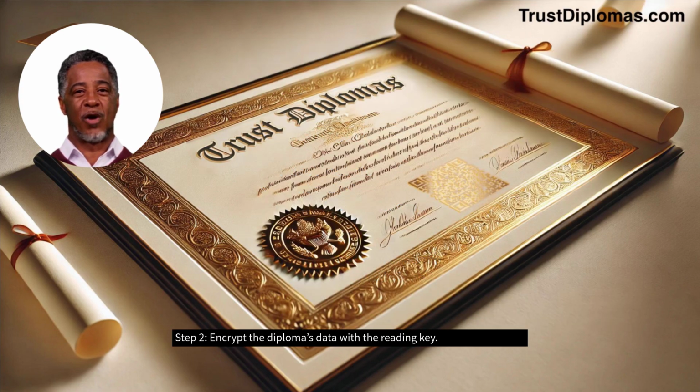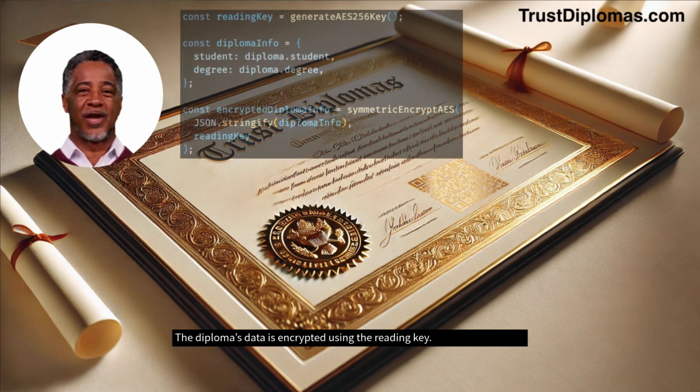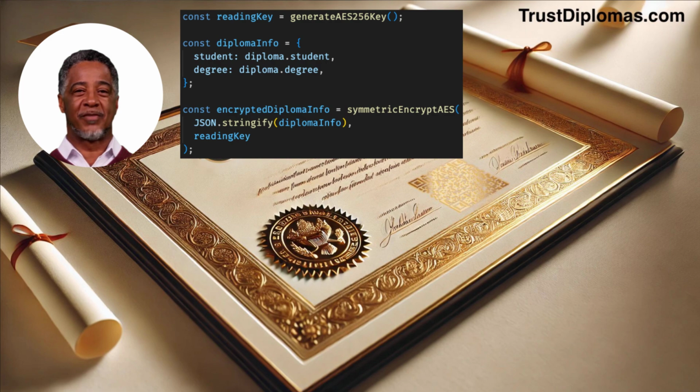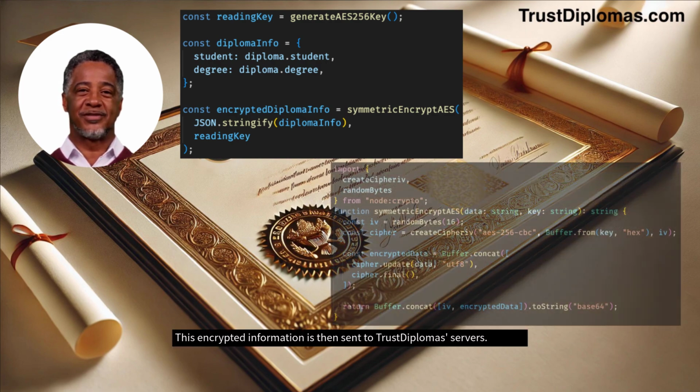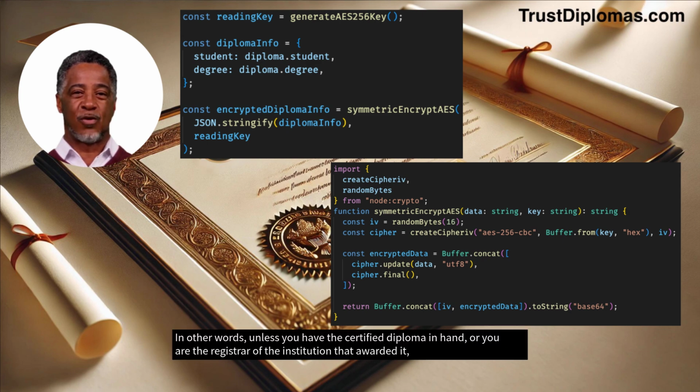Step 2. Encrypt the diploma's data with the reading key. The diploma's data is encrypted using the reading key. This encrypted information is then sent to TrustDiplomas servers. It will only be readable on the employer's device once the diploma is scanned, thanks to the reading key embedded in the QR code. In other words, unless you have the certified diploma in hand, or you are the registrar of the institution that awarded it, it is impossible to read the information stored on TrustDiplomas servers.